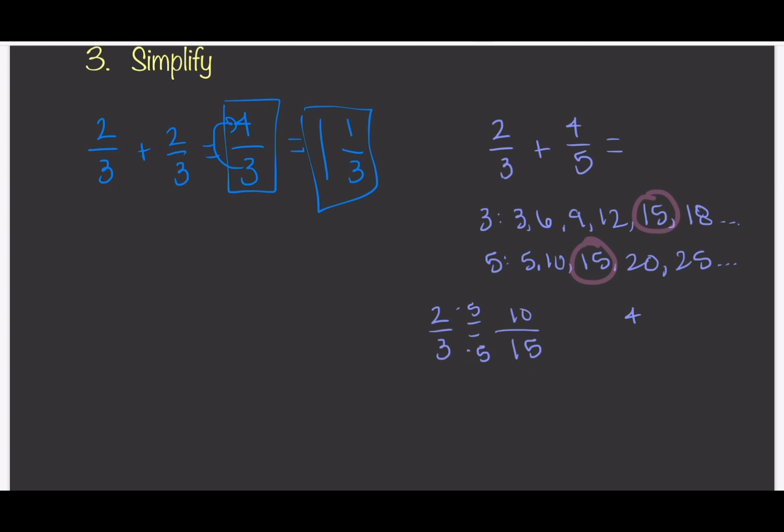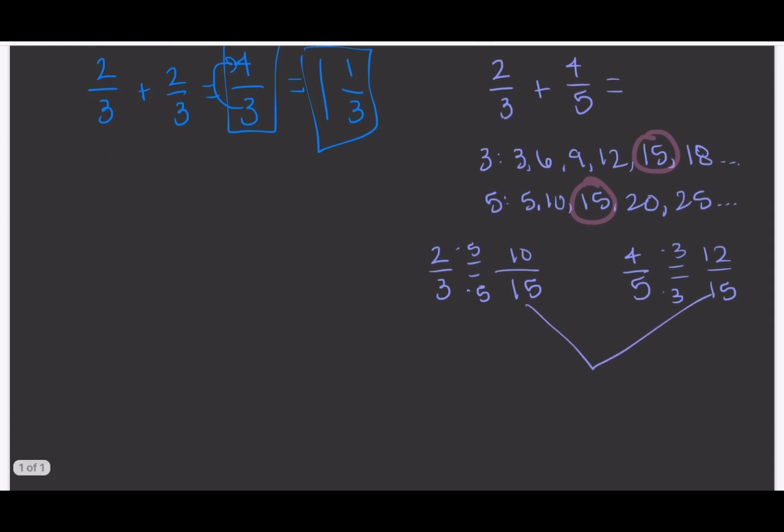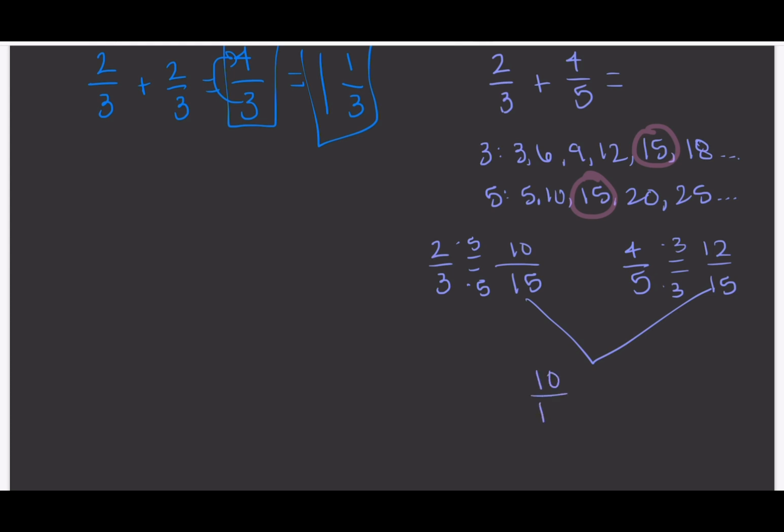Now we're going to do the same thing for 4/5. Well, we need 4/5 to be converted into a fraction with 15 as the denominator. 5 times 3, whoops, 5 times 3 is 15, and so 4 times 3 is 12. So we just created equivalent fractions. 4/5 is the same thing as 12/15, and 2/3 is the same thing as 10/15. Now we're going to take these fractions with common denominators, and we can do our step 2, which is to add them. So 10/15 plus 12/15.